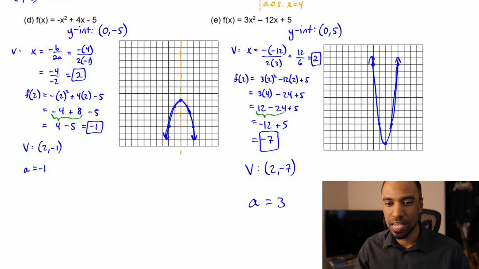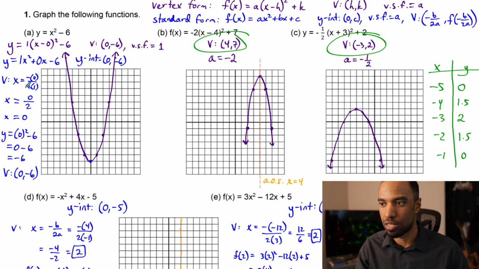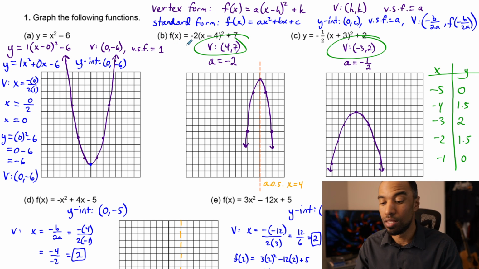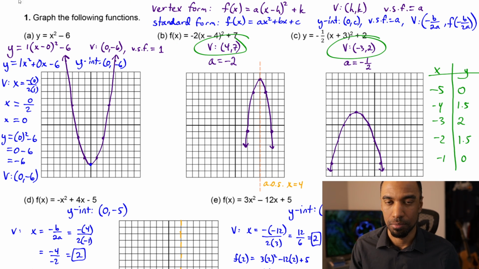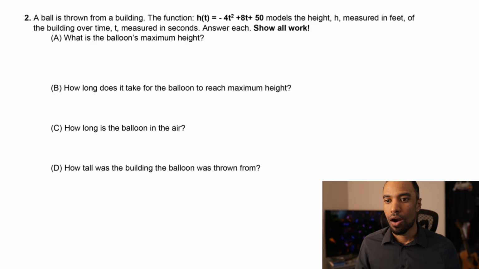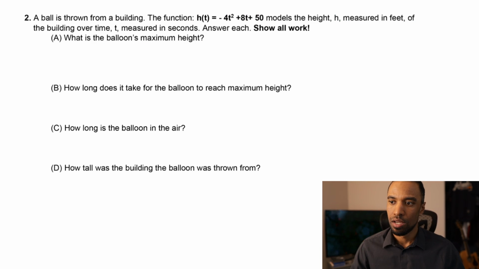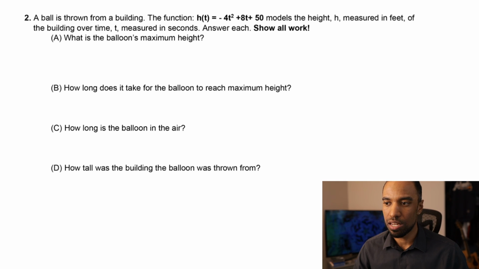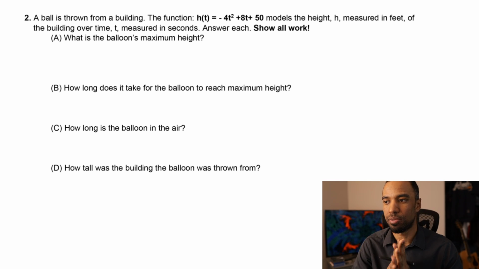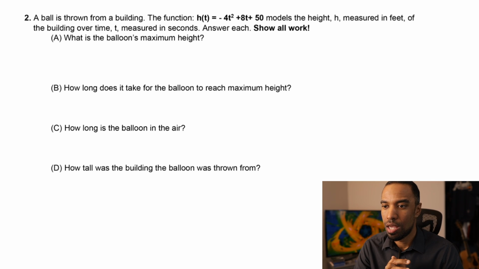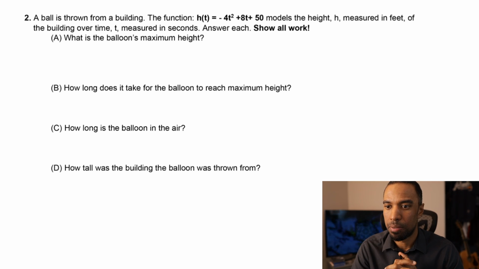So there's some graphing out of vertex and standard form there. There are the equations one more time, and there's a lot of information that was had just on number 1. This is good practice for an exam. I kid you not. All right, number 2, we have a word problem here. A ball is thrown from a building. The function h of t equals negative 4t squared plus 8t plus 50. They give you the model, that's good. It models the height h measured in feet of the building over time, t measured in seconds.